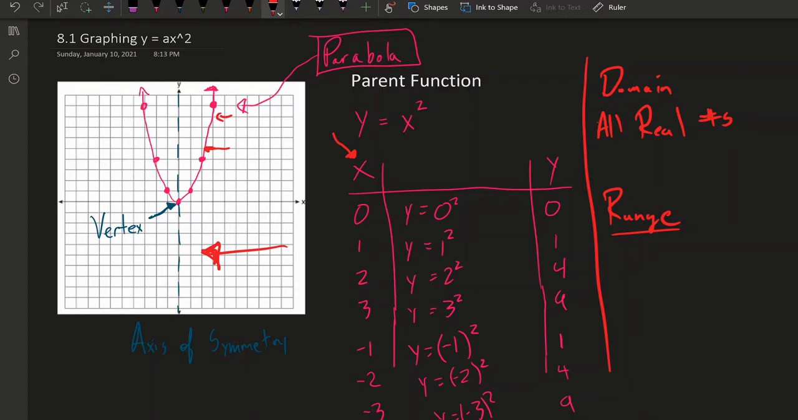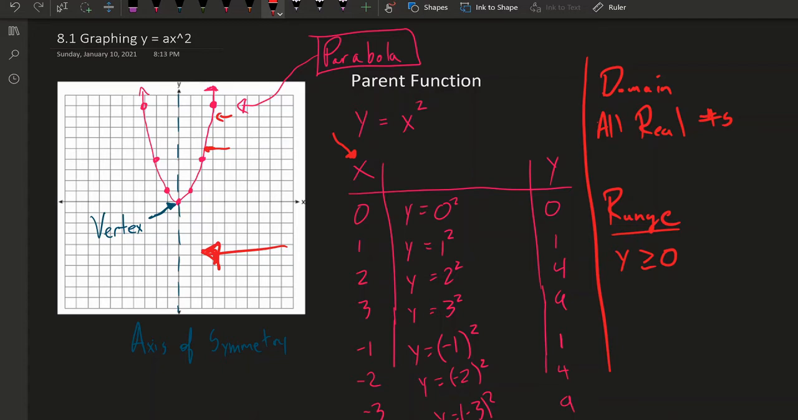So the range for this one is y has to be greater than or equal to 0. Because like I said, what that means is that the outputs for this function have to be greater than or equal to 0. There's no number that I can plug in that will make the answer turn negative.